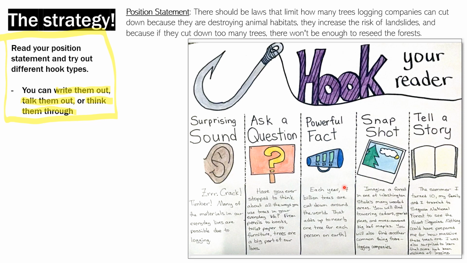The third one is powerful fact. In that one, you're choosing a fact from one of your sources that you thought really gets your reader's attention. So this one I wrote, each year, 7 billion trees are cut down around the world.